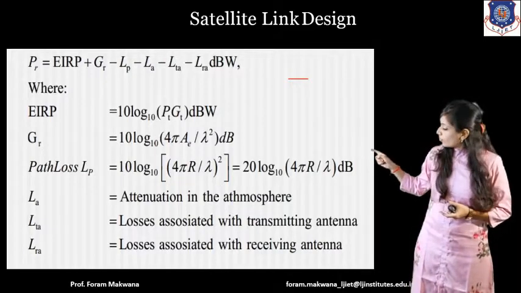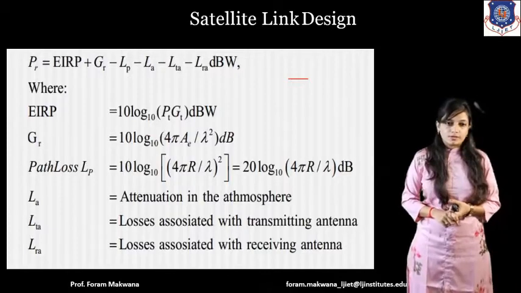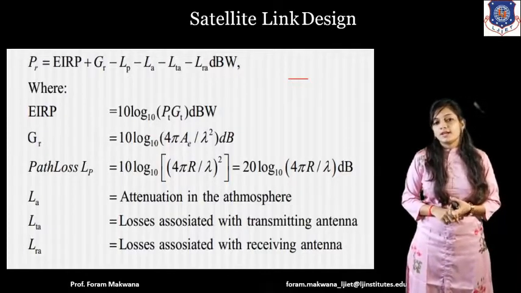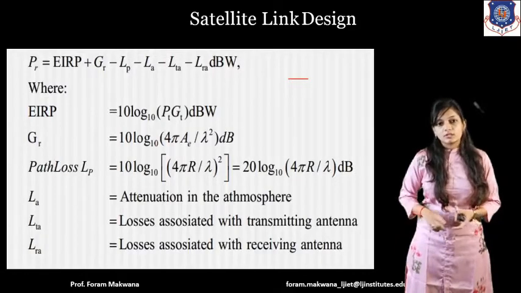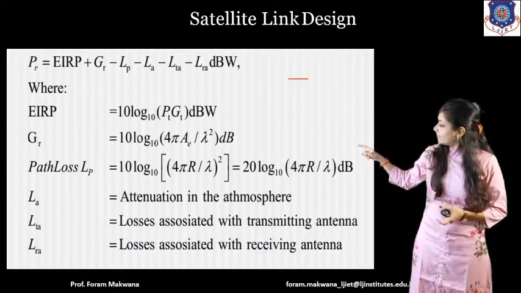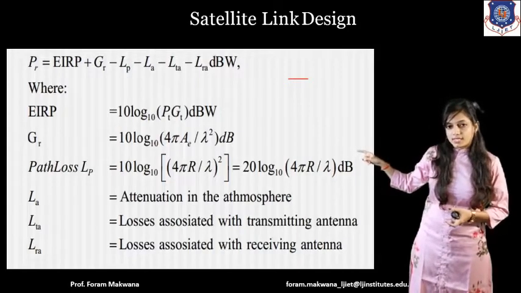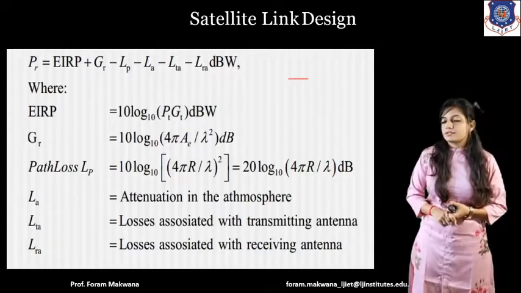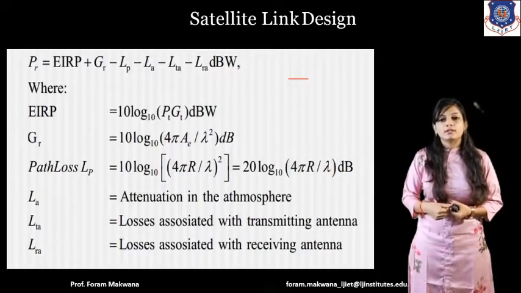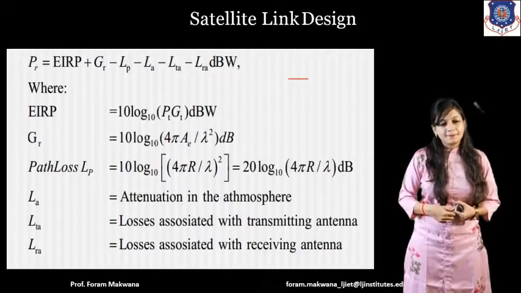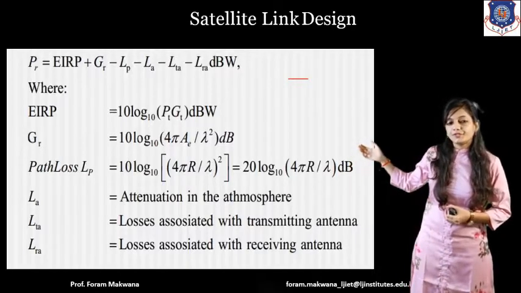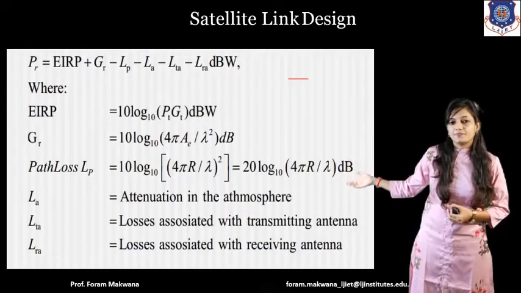GR stands for 4 pi Ae upon lambda square. If in an example the gain of the receiving antenna is not given, then what to do? You will find the effective aperture, that is Ae, and its wavelength. So based on these two quantities, you are able to calculate the gain of the receiving antenna, right? And convert that quantity to decibel, and you will find the gain of the receiving antenna.